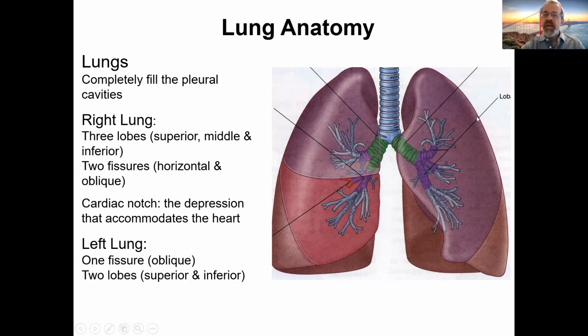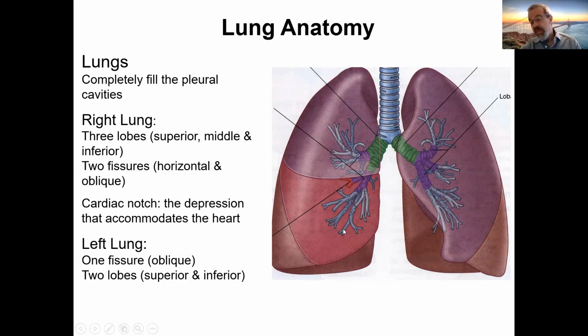On the left side, we have 2 lobes. We have this very large superior lobe, and a smaller inferior lobe, and they're, of course, divided by another oblique fissure. One thing I wanted to mention, this should probably be listed down below.